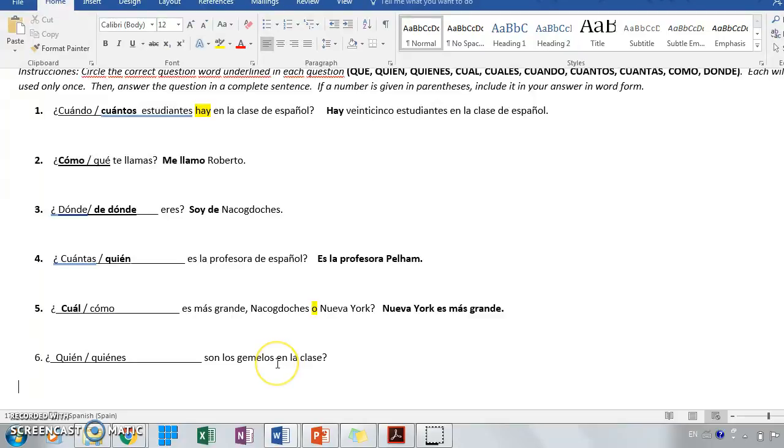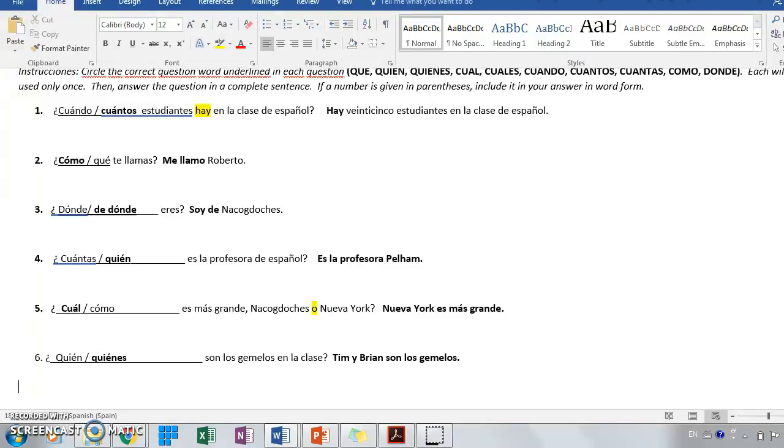Our key here, well, actually we have several keys. We have the word son, which we know is a plural form of the verb ser. We have los, which we know is a plural definite article, and we have gemelos, which we can tell is a plural noun. So even if you didn't know what the word gemelos meant, you can see that it's going to be a plural. So, ¿quiénes son los gemelos en la clase? And so let's just make up an answer. Let's say that Tim and Brian are the twins. So we could say Tim y Brian son los gemelos en la clase.